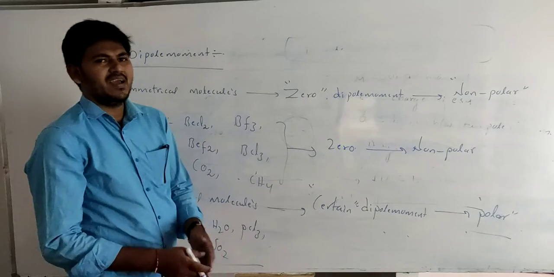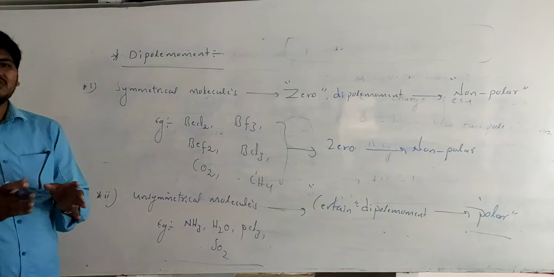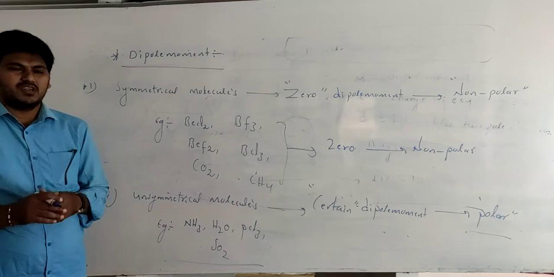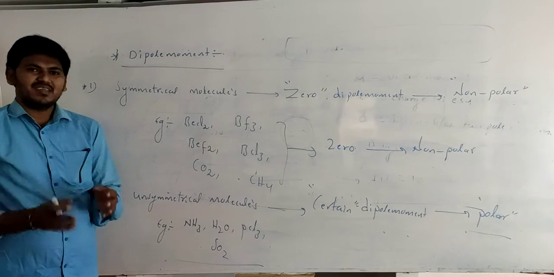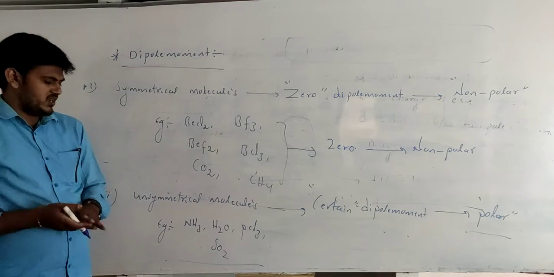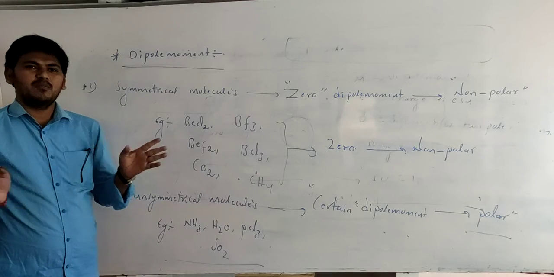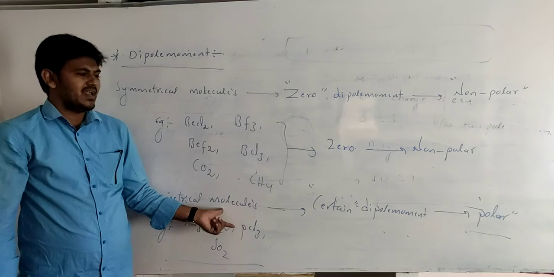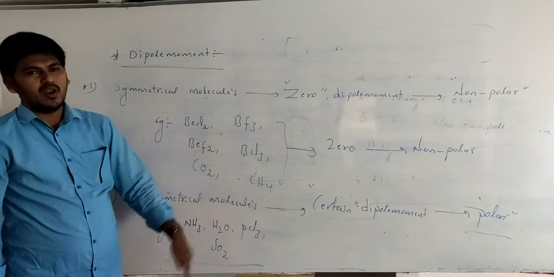Ammonia is an unsymmetrical molecule because of its distorted structure. Next, PCl3 is an unsymmetrical molecule, distorted structure, and SO2 is an unsymmetrical molecule because of its distorted structure. So unsymmetrical molecules have a certain dipole moment, so they are polar molecules.